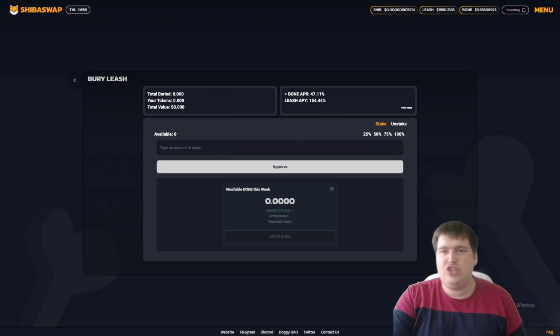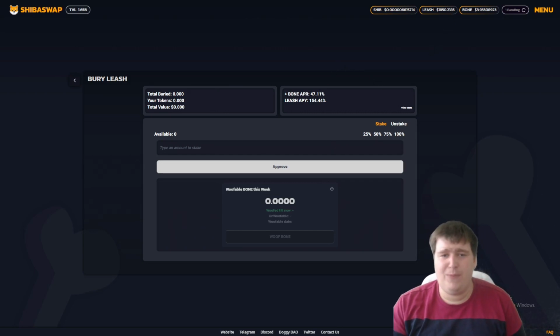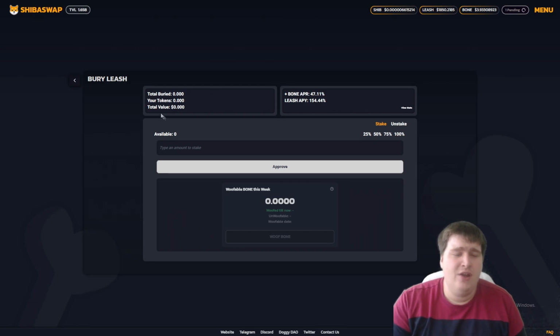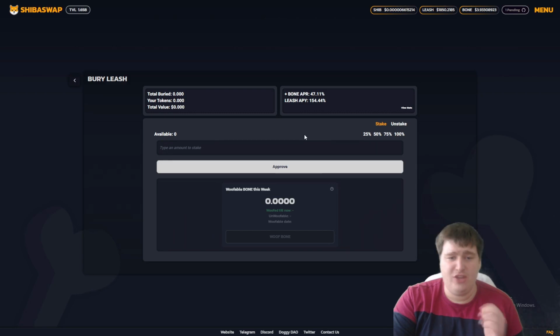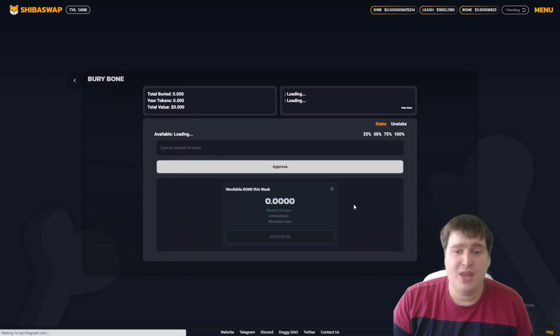So LEASH obviously costs around $1,800. In return, you would be getting 47.11% of your APR back from it. So that is a positive feature, and again, that is on a weekly basis. And last but not least, and probably the most profitable one that I have seen, is BONE.